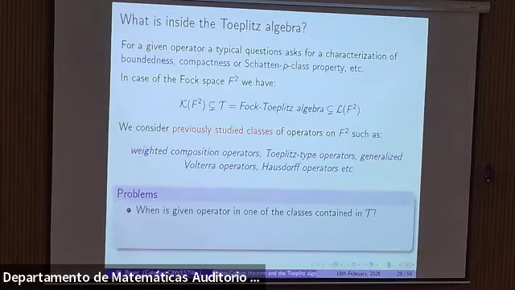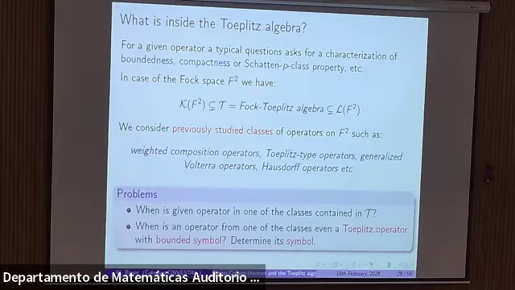So the problem is this: if you are given an operator from one of these classes, I'll tell you what it is, when is it a bounded operator, when is it inside here? When does it have a sufficiently localized kernel? And then, of course, there's a more refined question. When is an operator not just in the Toeplitz algebra, but when is it a Toeplitz operator itself? That's maybe more complicated to answer, and if it is a Toeplitz operator, then you may want to know what is the symbol of the operator.